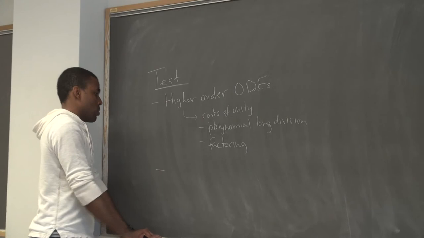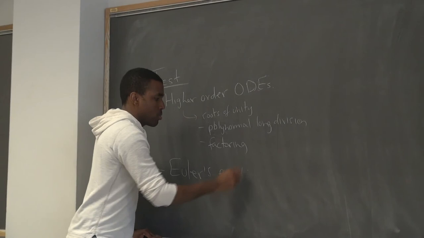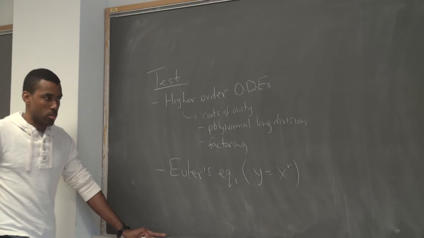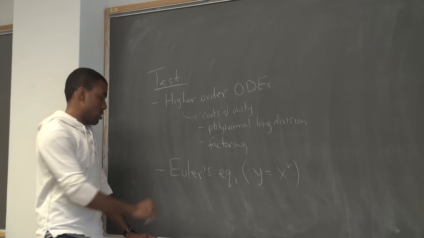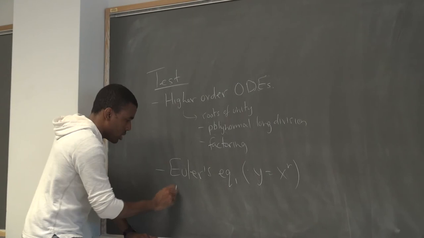We're going to talk about Euler's equations and how to solve them. Remember that's the one where you assume y equals x to the r, and you get alpha r times r minus 1 plus beta r. I wouldn't ask you to find terms, like find the first 3 or 4 terms in Euler. No. And I'm also going to ask you to identify and classify singular points.